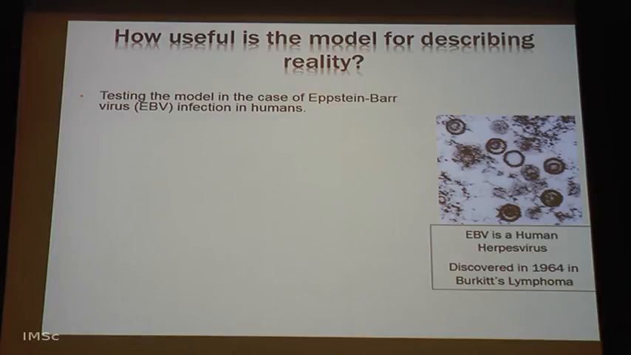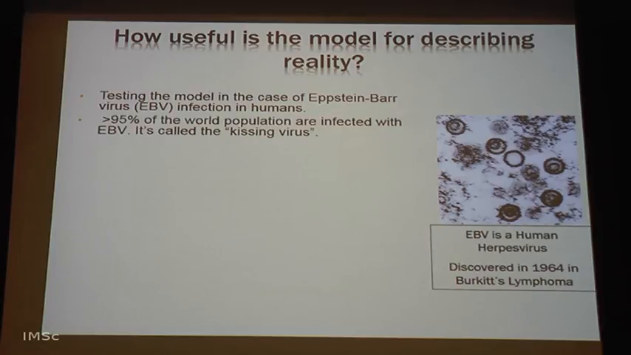So to this end, let me tell you a little bit more about the Epstein-Barr virus, which was discovered in '64 in Burkitt's lymphoma. It has been linked to a series of cancers, including 3 types of lymphoma. This virus infects more than 95% of the population. And it's called the kissing virus because people transmit it by kissing. So most people, if they are not infected by their own parents, at the latest by the age when they have a boyfriend or a girlfriend or they get married, at the latest at that point, people become infected.